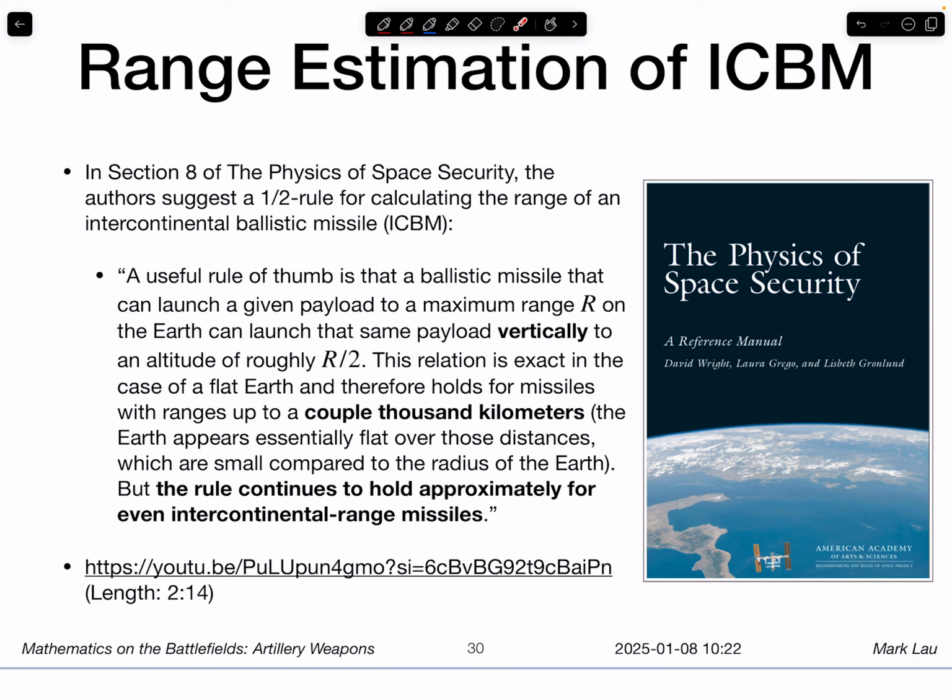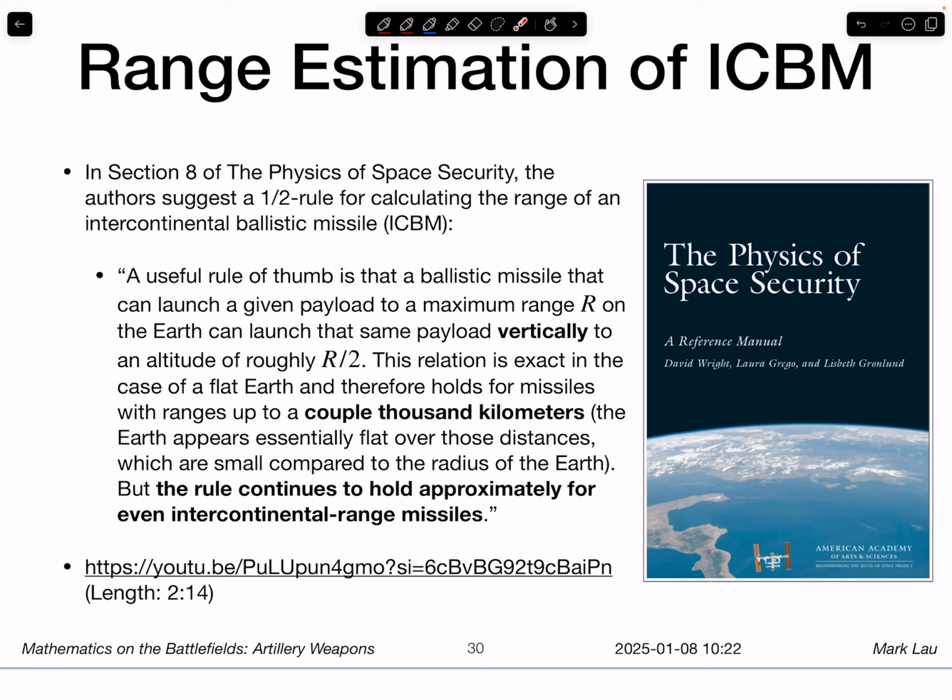In section 8 of Physics of Space Security, the author suggests a 1/2 rule for calculating the range of an intercontinental ballistic missile. A useful rule of thumb is that a ballistic missile that can launch a given payload to a maximum range r on the Earth can launch that same payload vertically to an altitude of roughly r by 2.